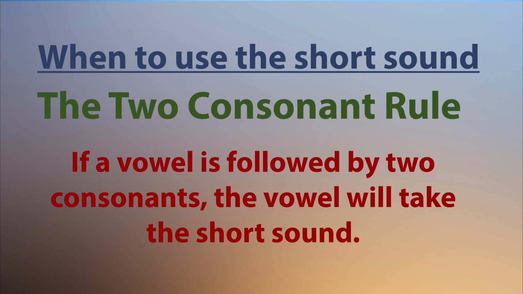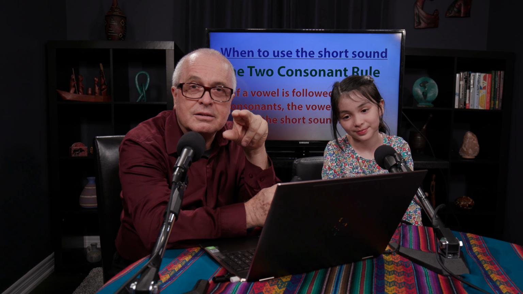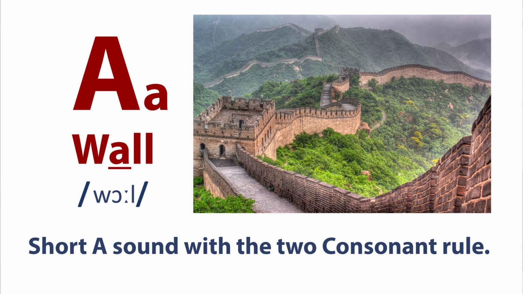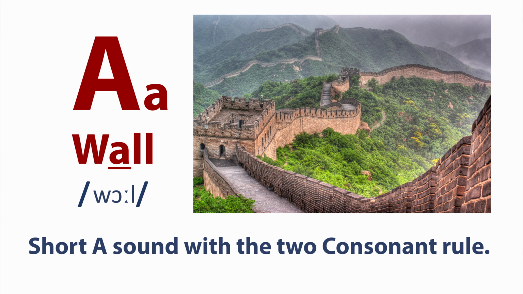Here's another one. If you see a word that has two consonants in it, a double consonant we call it, that means that the vowel will usually take the short sound. Let's look at some examples. Ballot. Whenever you see a double consonant, know that you should be using the short sound for the vowel. Here's another example. Wall. Where's the double consonants, Anand? At the end. Yeah, the two L's, right? So because of the double consonants, what's going to happen to the vowel? It is the short sound. Yeah, it's going to be the short sound.